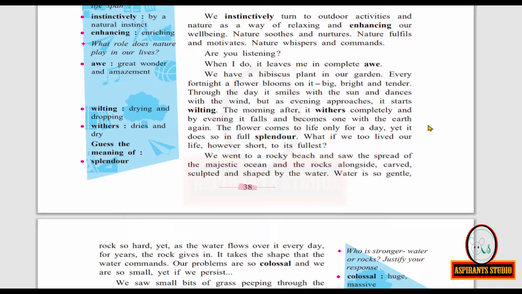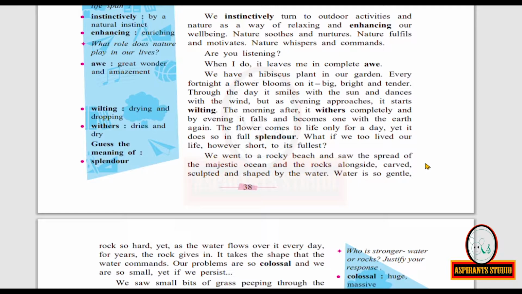The flower comes to life only for a day. Yet it does so in full splendor. Splendor means great beauty which attracts admiration and attention. What if we too lived our life, however short, to its fullest? We have to live our life to its fullest.